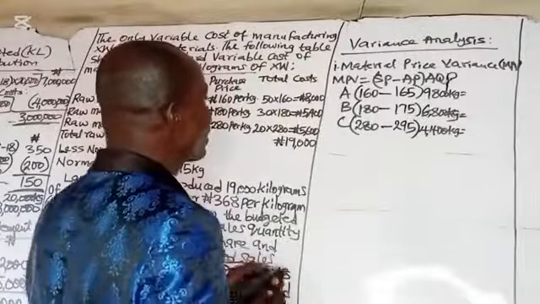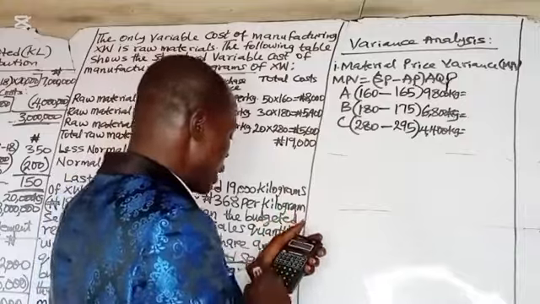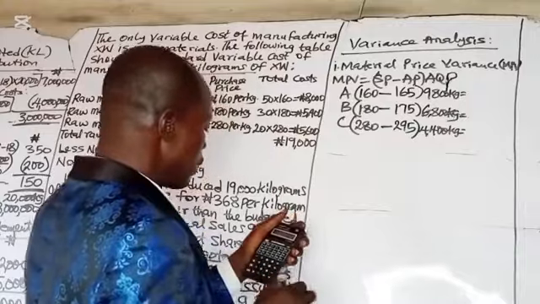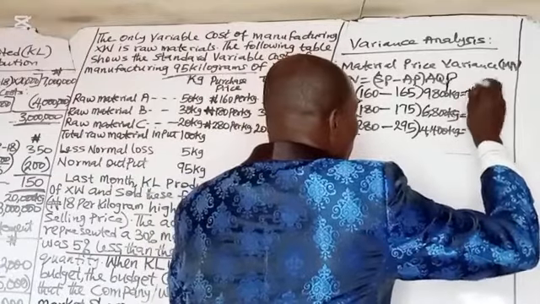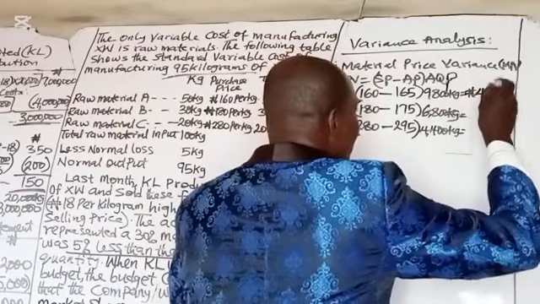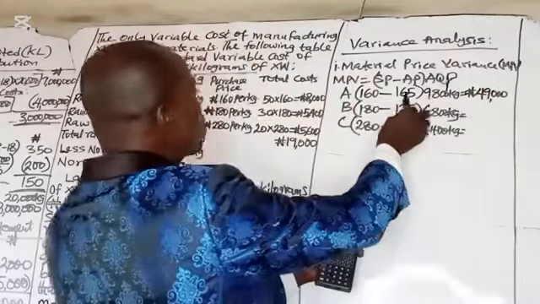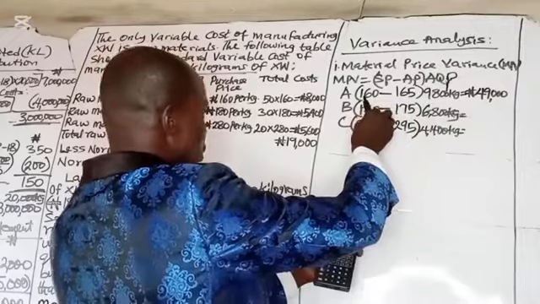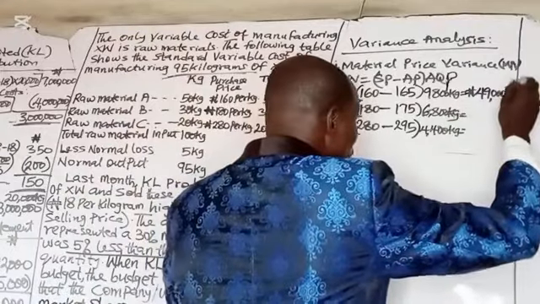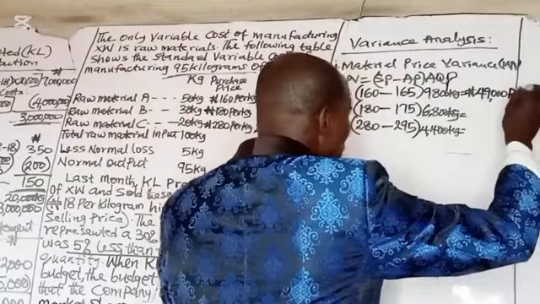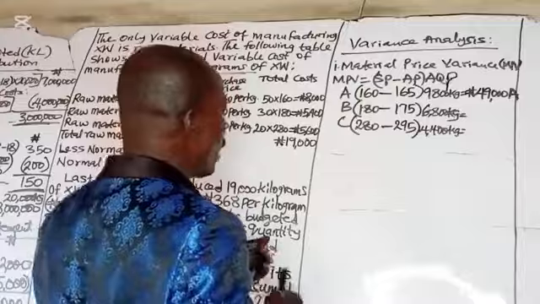160 minus 165, that would be 5. 5 times 9,800 gives us 49,000 naira. The actual price is greater than the standard. That means it is an adverse variance, not favorable. You pay more for the material than planned. It's an adverse variance. 49,000 adverse.